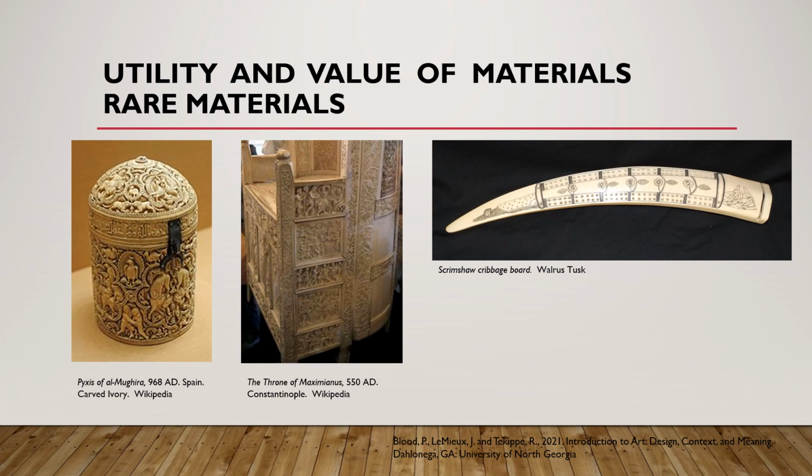So here we have two kinds of art that was done with ivory. We have the carved ivory. Here we have a box and we have a throne that are both done in ivory. These would have been done in smaller pieces, smaller panels, and then put together. And then scrimshaw, rather than carving into the surface, is almost like writing into it or tattooing, if you will. And this scrimshaw cribbage board was done on a walrus tusk.